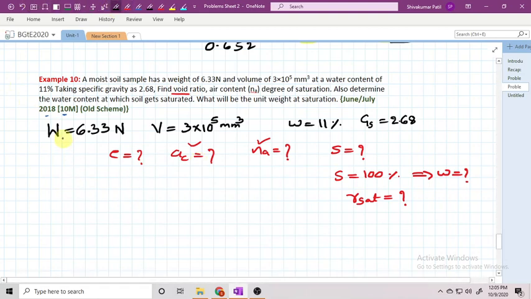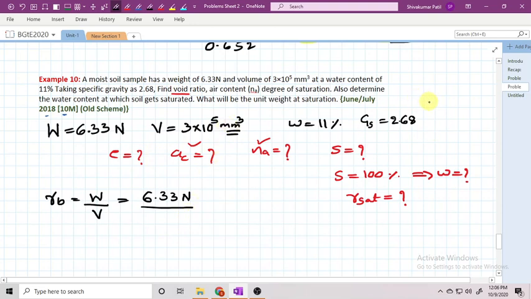Total weight I know and total volume I know. So what can I find out? I can find out the bulk density. What is bulk density? Total weight by total volume. Weight is given in Newton, 6.33 Newton, divided by the volume, which is given in mm cube. But I should put it in terms of cubic meter.